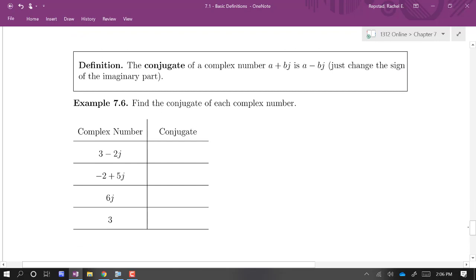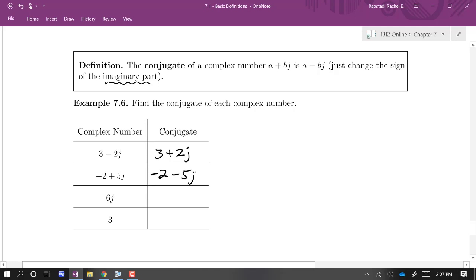Now, the conjugate of a complex number. We've seen and heard the word conjugate before when we were working with radicals, and keep in mind that j is a radical, it's a square root of negative 1. The conjugate of a complex number is what we get when we change the sign of the imaginary part. So the complex conjugate of a plus bj is a minus bj. It's always changing the sign of the imaginary part. The conjugate of 3 minus 2j is 3 plus 2j. The conjugate of negative 2 plus 5j is negative 2 minus 5j.